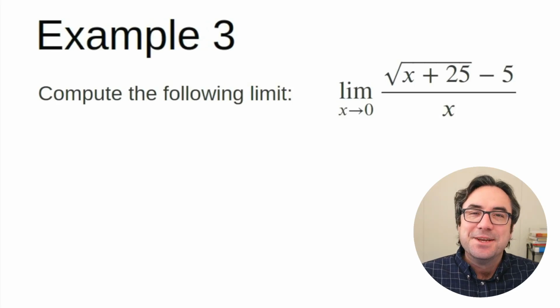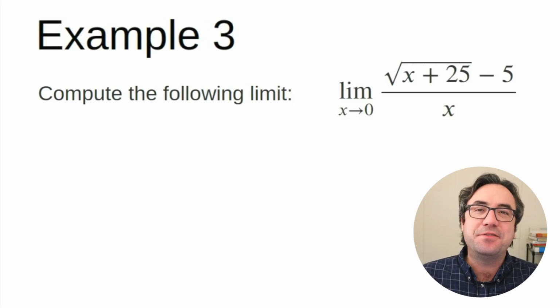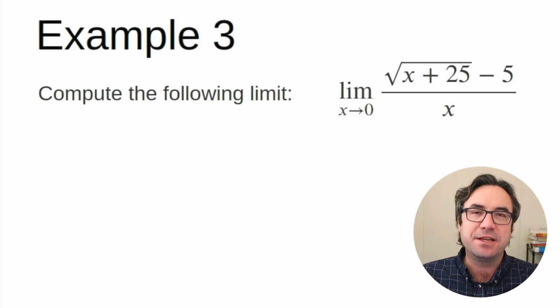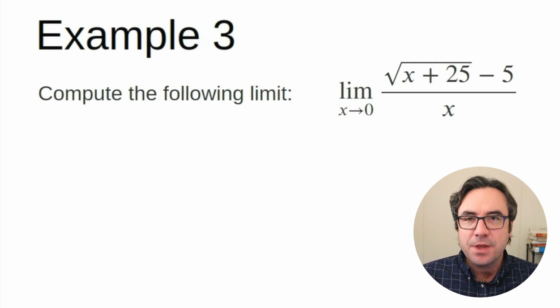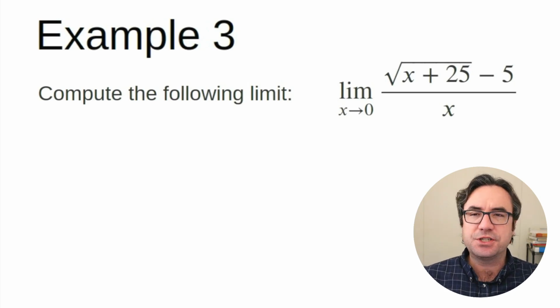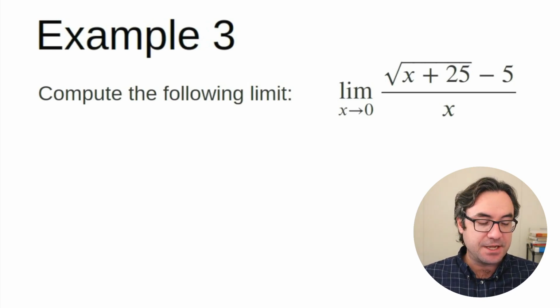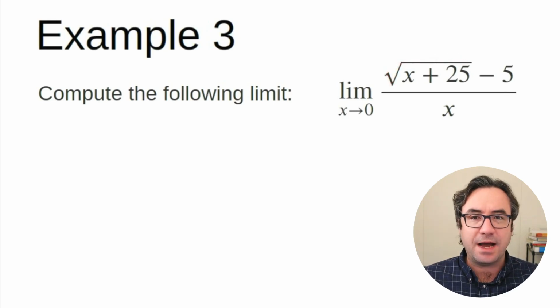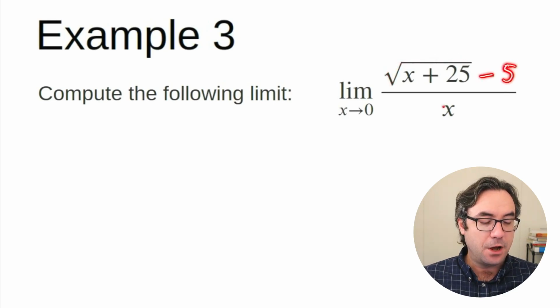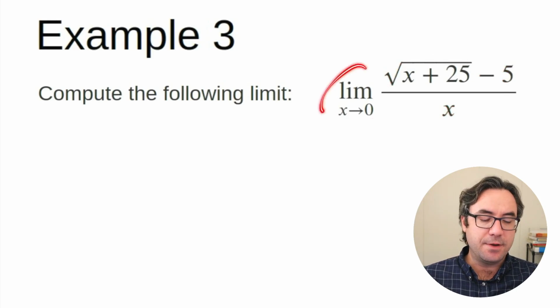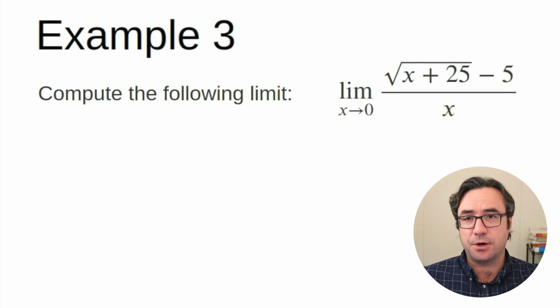Welcome, everyone. For today's prep, we're going to look at one or two more examples of these algebraic methods for dealing with that indeterminate form 0 over 0. So, our main strategy is to try and factor and cancel, but sometimes we've got to do a little bit more. The example we're going to start with today is the square root of x plus 25 minus 5, all over x. And we're doing the limit of this function as x approaches 0.